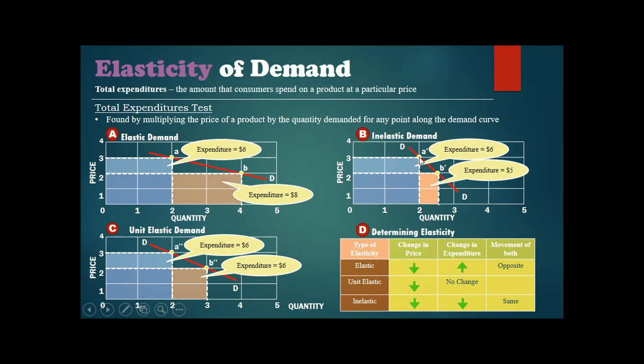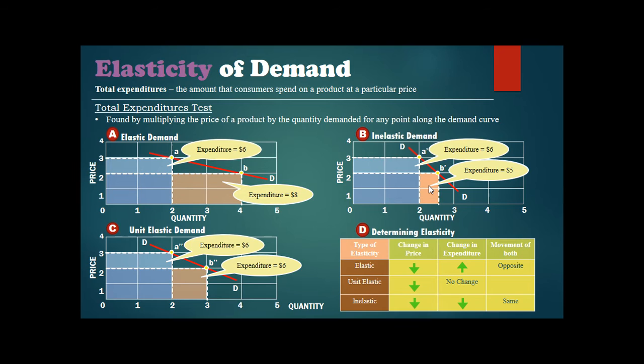So total revenue at point A is 3 times 2, which is 6, and total revenue at point B is 2 times 2.5, which is 5. So as price moves down from A to B, total revenue moves down from 6 to 5. Therefore, it is inelastic demand.